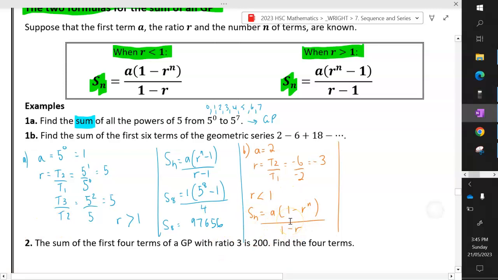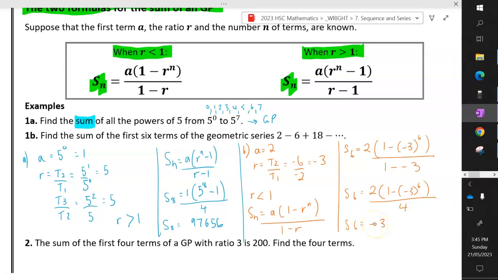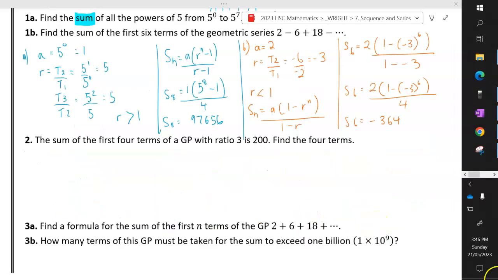It's asking for the sum of the first 6 terms, so it's sum to 6. Our A is 2. It's going to be 1 minus our ratio, which is minus 3. And it's the whole of that minus 3 to the power of 6, so just be careful there. And that's going to be 1 minus our ratio, which is minus 3. So our sum to 6, neatened up, will become 2 times 1 minus minus 3 to the 6, all over 4. Pop that in your calculator and we'll see what that sum is. It is minus 364.